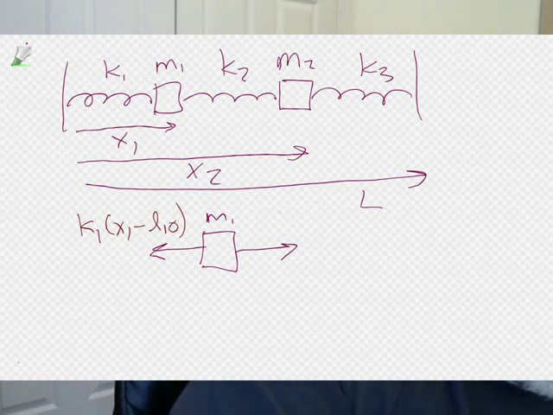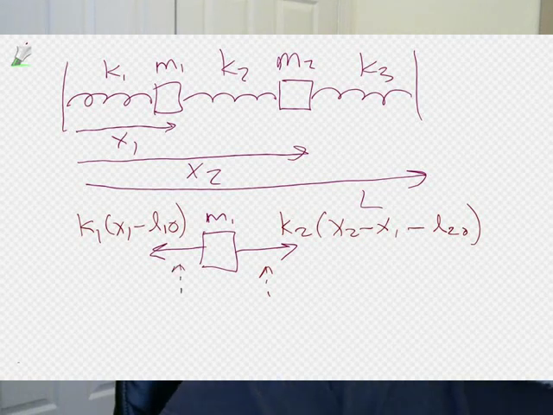And this is going to be K2 times the length of spring 2. The length of spring 2 is X2 minus X1, right? And then minus its equilibrium length. Those are the magnitudes. Now, I have to worry about signs. And in particular, by drawing these arrows the way I did, I have asserted that K1 has to be to the left and K2 has to be to the right.